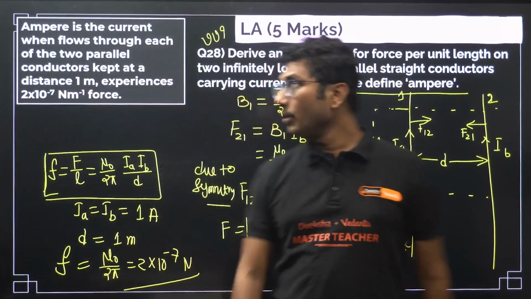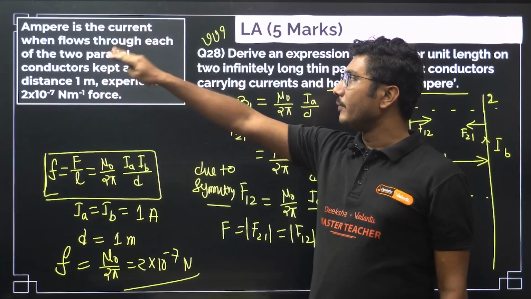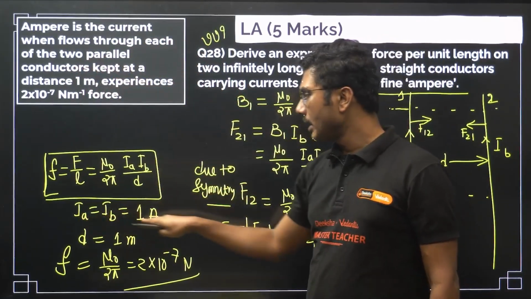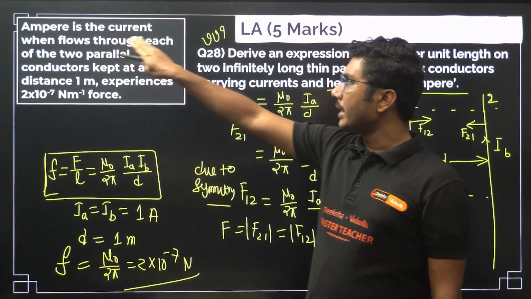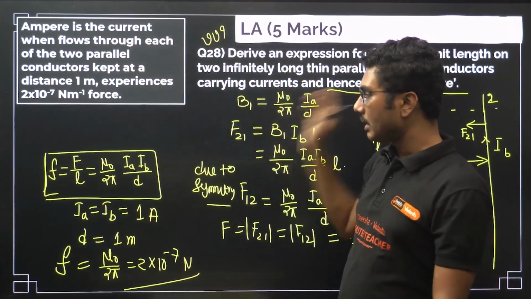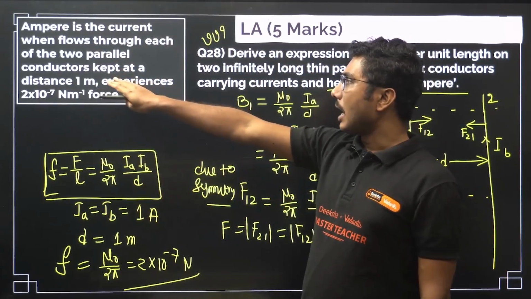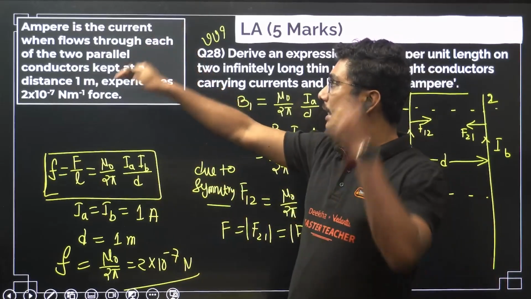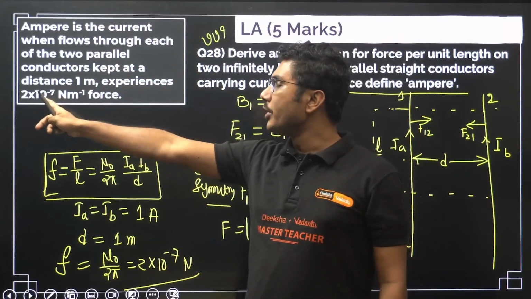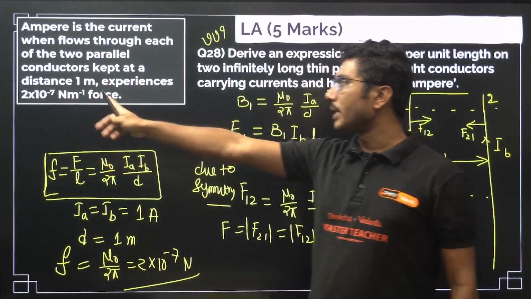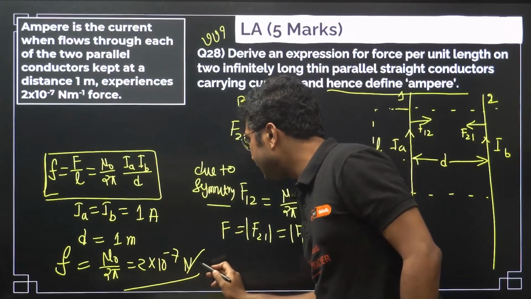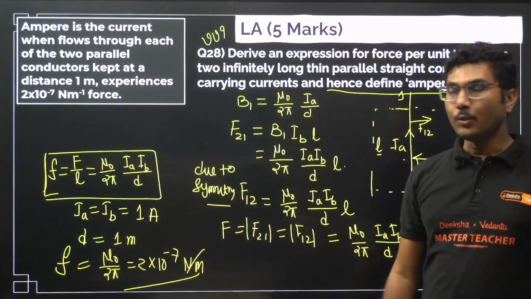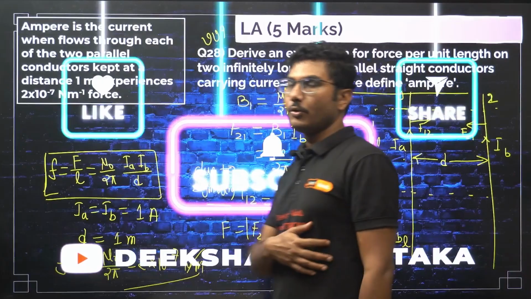So ampere is the current which, when it passes through each of two parallel current carrying wires kept at a distance of 1 meter, experiences a force of 2 into 10 to the power of minus 7 Newton per meter. It is Newton per meter because it's a force per unit length.